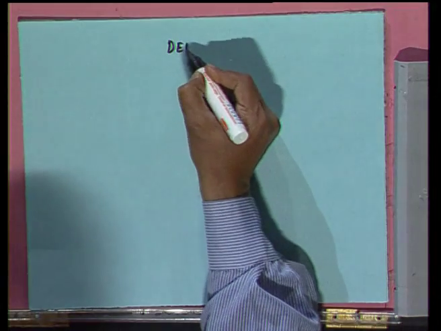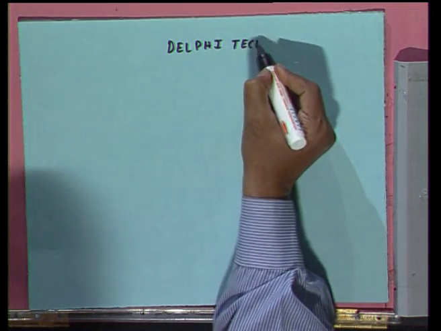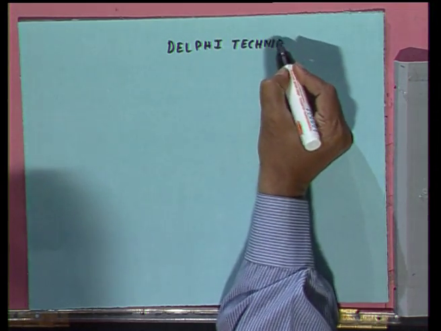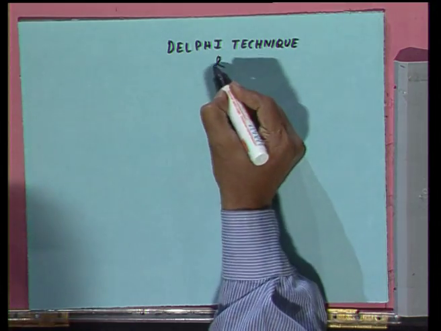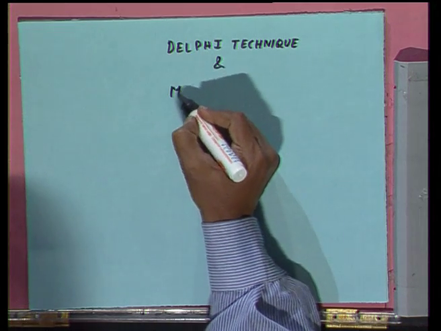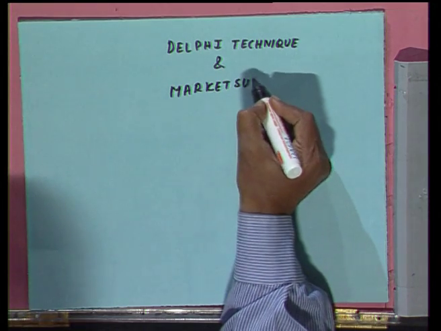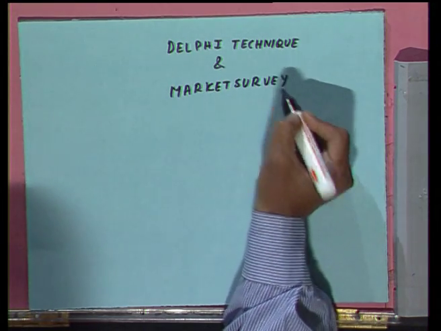Again, as in the case of consumer product, in industrial products also, when it is a brand new product, we have to use the same techniques, that is the Delphi technique or the market survey technique. If it is a brand new product where there is no past data available, these are the two techniques which are available.